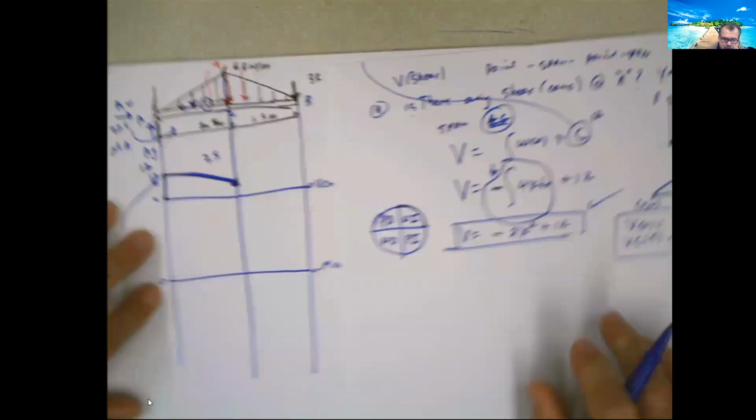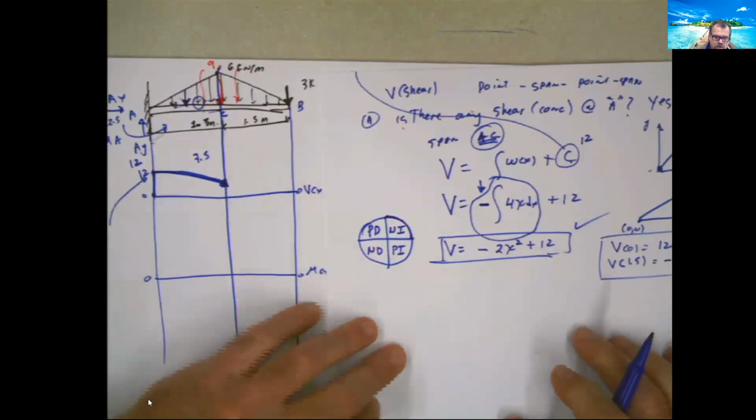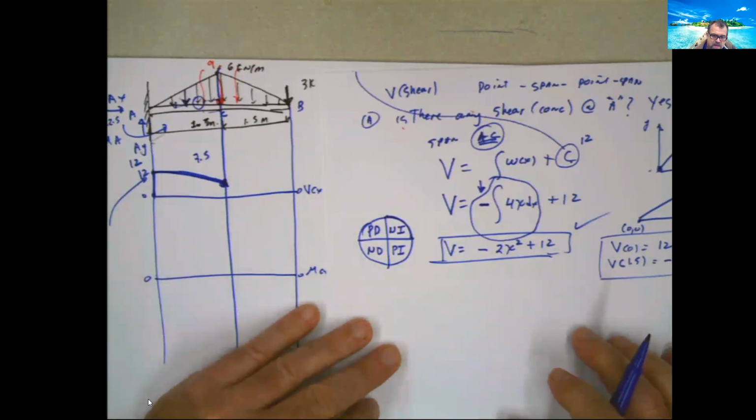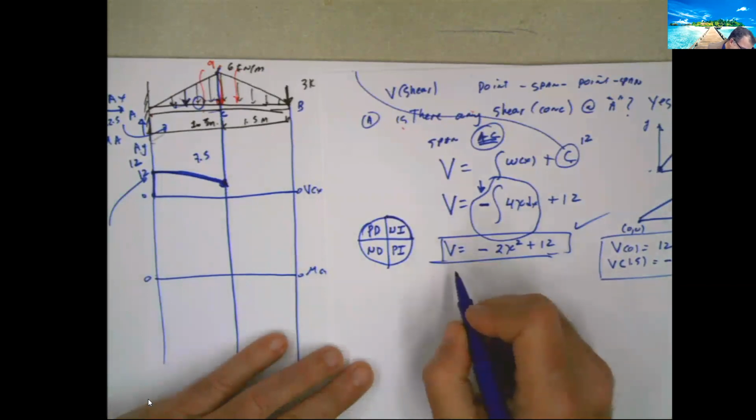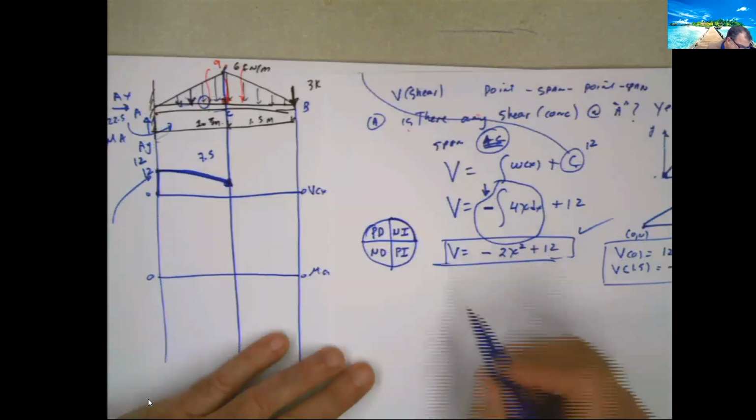Somebody's asking, I thought that WX was supposed to be the area of the section. No, this is not the area of the section. B is the area.